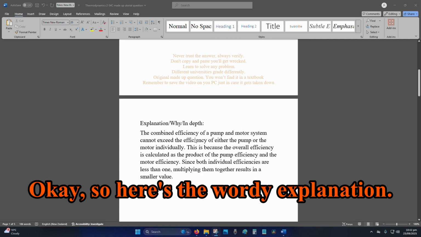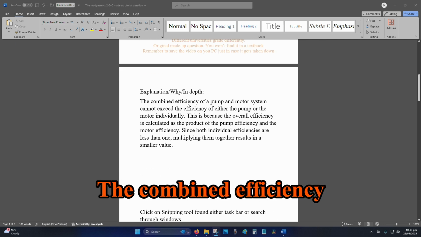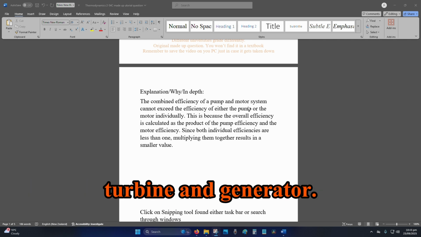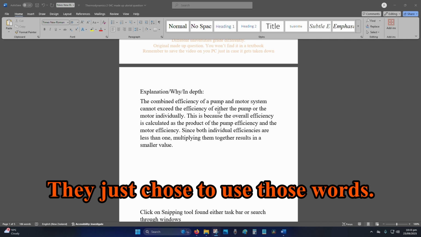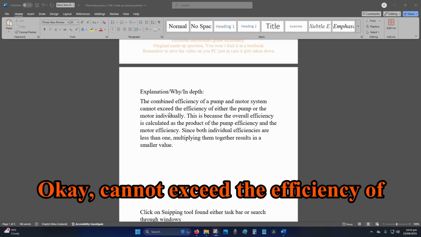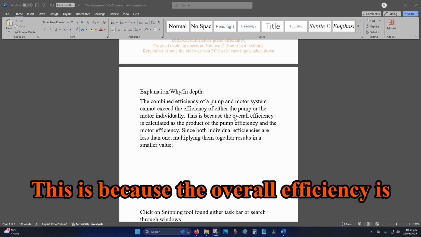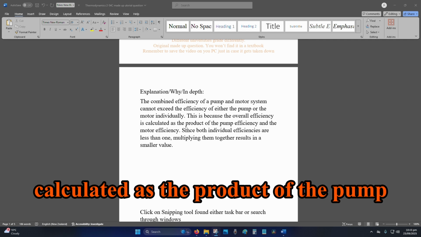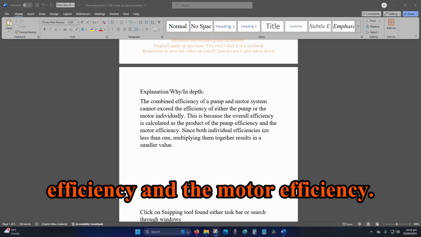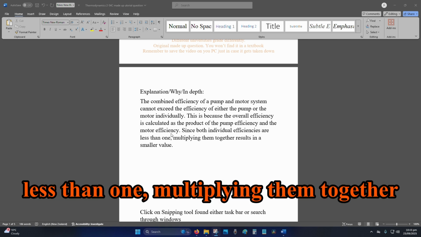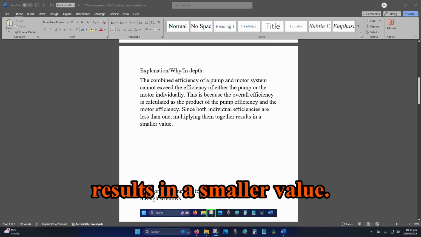Okay, so here's the wordy explanation. The combined efficiency of a pump and motor system. Note that a pump and motor system is a turbine and generator. They just chose to use those words. It cannot exceed the efficiency of either the pump or the motor individually. This is because the overall efficiency is calculated as the product of the pump efficiency and the motor efficiency. Since both individual efficiencies are less than 1, multiplying them together results in a smaller value.